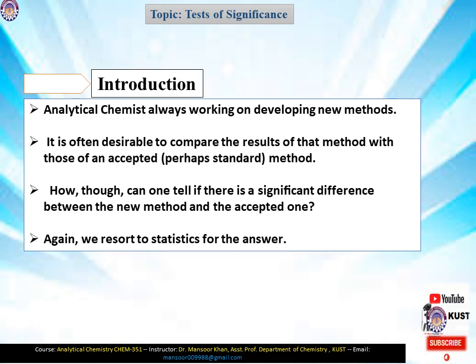For example, when analytical chemists develop a method by performing experiments, they are often then compared with other accepted methods which are present in the literature. Now, whether your method is significant or non-significant, statistics will basically tell us about the significance of the method. So today's lecture is about tests of significance, which are some of the parameters of statistics which will clarify whether your developed method is significant or non-significant.